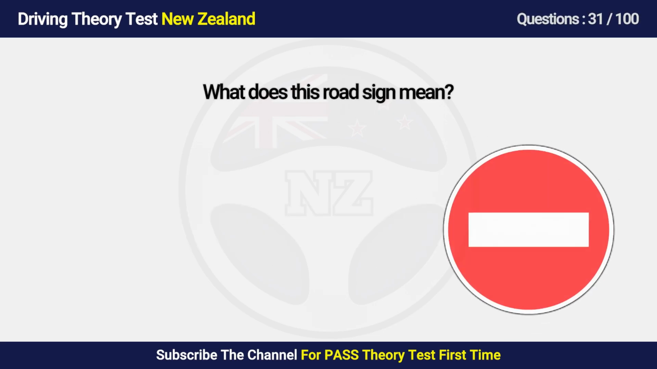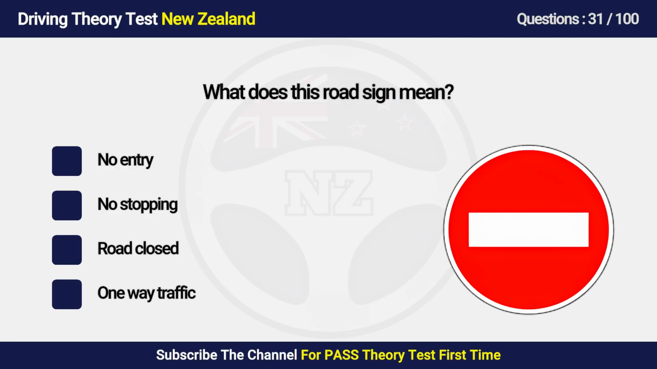Question 31. What does this road sign mean? A. No entry. B. No stopping. C. Road closed. D. One-way traffic.